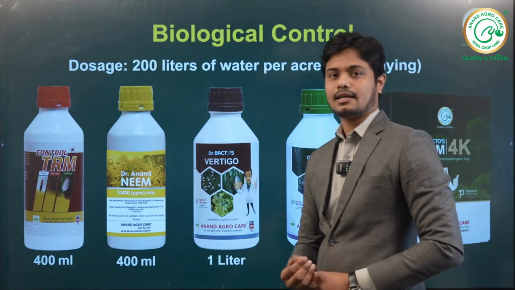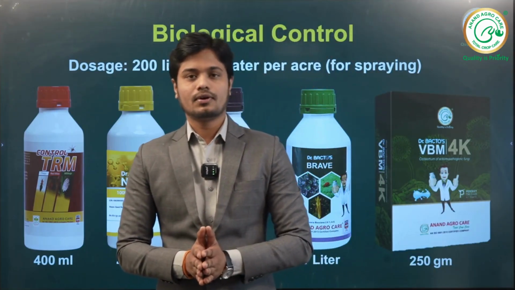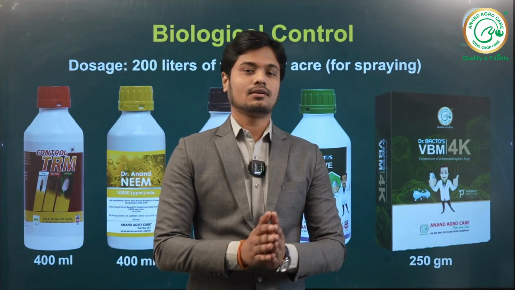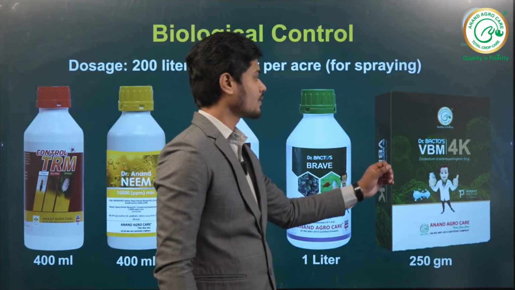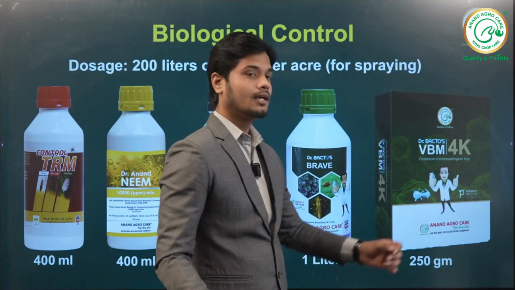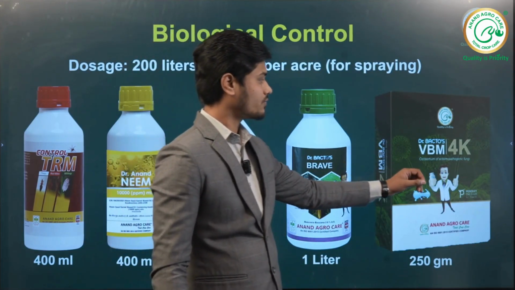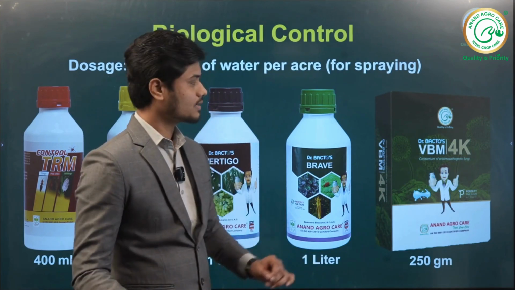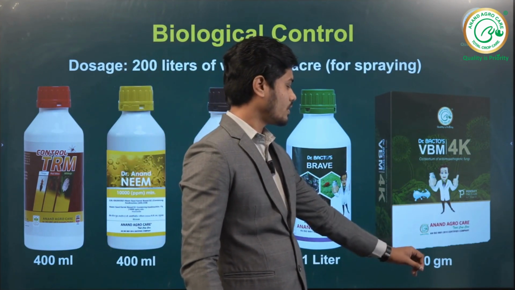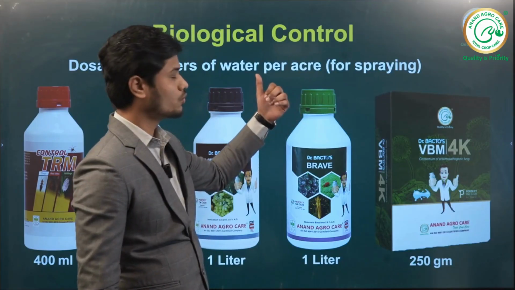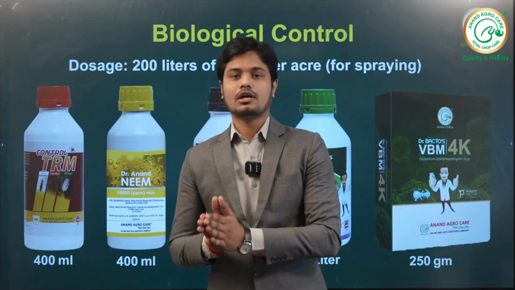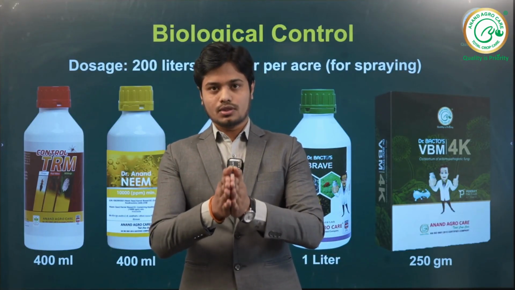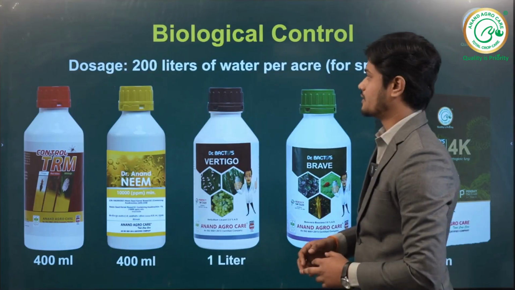Then Beauveria bassiana by the name of Dr. Bacto's Brave. The dose will be again the same, 1 liter in 200 liters of water for foliar spray. And then in dextrose formulation, the count is very high, so you can use this against red mites. The dose will be 1 to 50 gram per 200 liters of water. These biological products you can use against red mites.